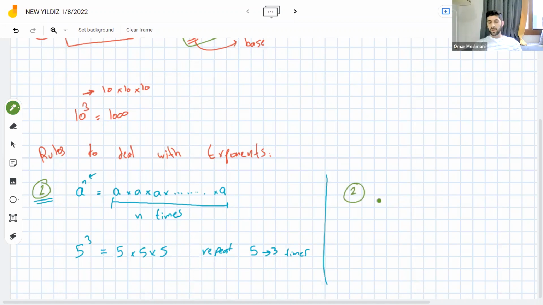Okay, what about if you have a power of 0? Who knows what is the answer? 1. Exactly, it is 1. So any number to the power of 0 is 1, okay? A to the power of 0 is 1. That's something so important. For example, if you have 300 to the power of 0, what is it? It's 1. 300 million to the power of 0 is 1.